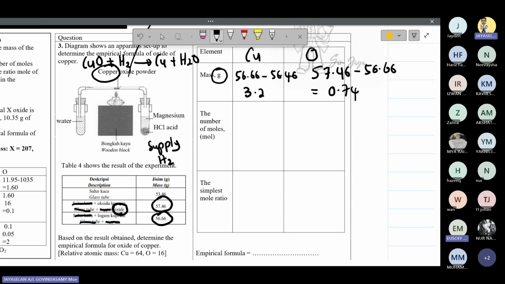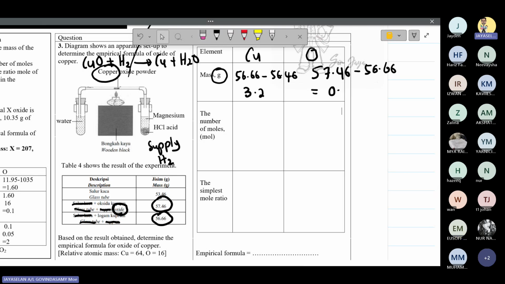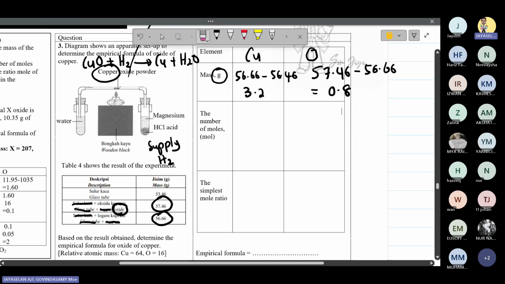Huh? I got 0.8, sir. Okay, I don't know. You all do, what? 0.8. Okay, again, Yusuf. 0.8, sir. Okay, 0.8. Now that we have this, then what do you do here?